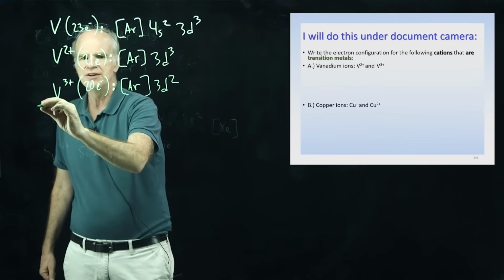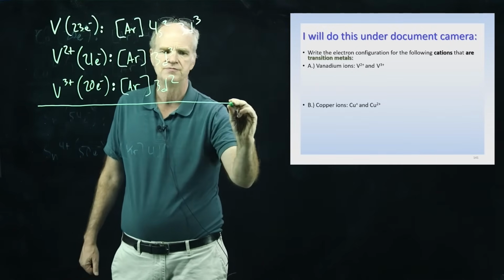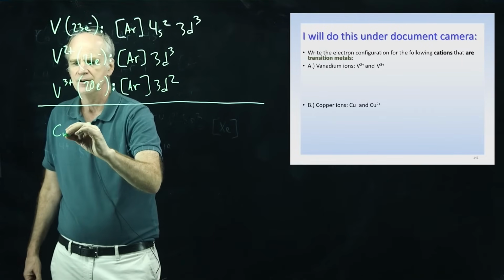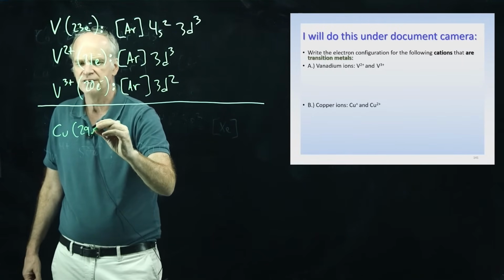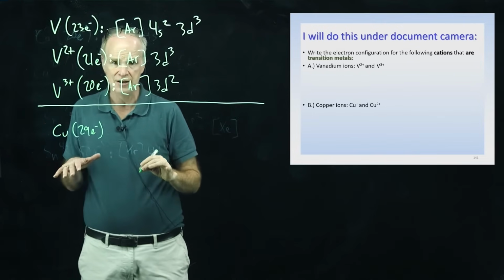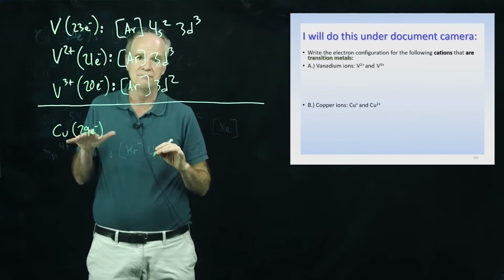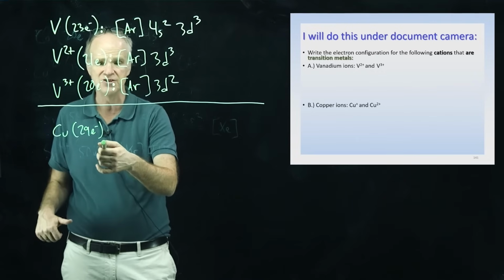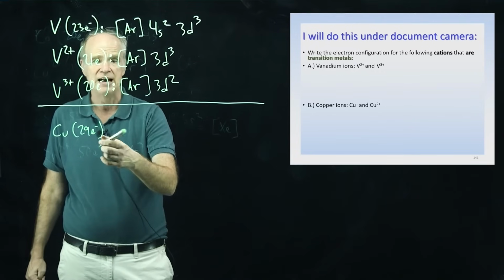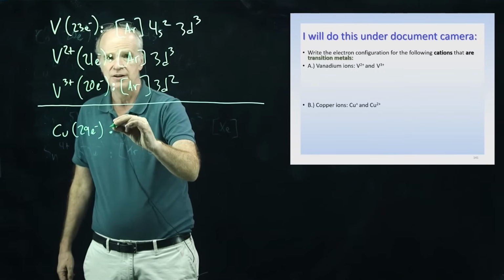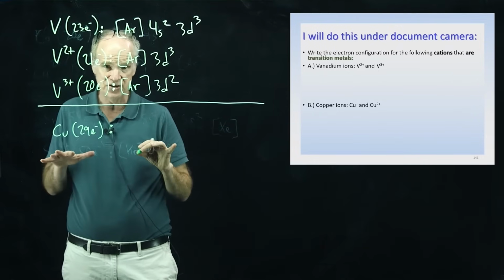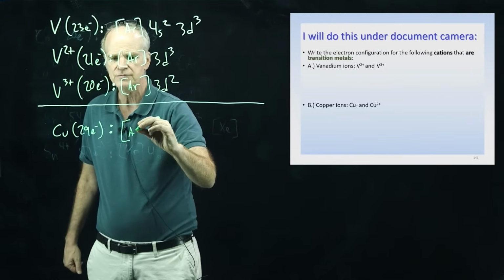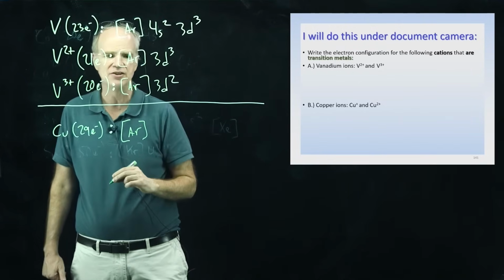Okay, so let's do the next one, a little bit trickier. Let's say you have copper, which has 29 electrons. We'll figure out what the configuration for the copper 1+ ion and the copper 2+ ion is in a minute. But first, let's figure out the configuration for the copper atom. Again, the noble gas that just precedes copper is argon, and that takes up 18 electrons.